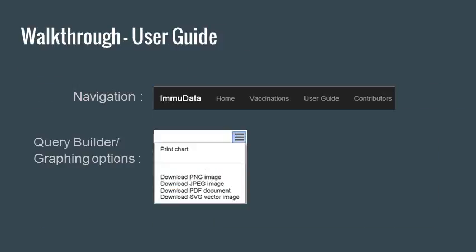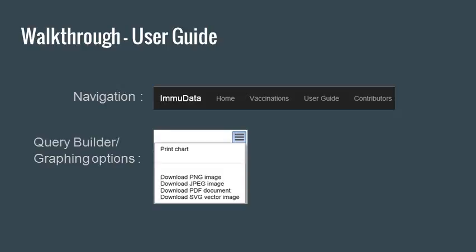On this slide, I will give a brief walkthrough of the ImmuData Systems Instructional Guide. This online guide describes how to navigate the system, how to use the Query Builder tool to display results, and describes available exporting options. The user guide provides a convenient online reference to the system and can be accessed from any page in the application by clicking the user guide link.